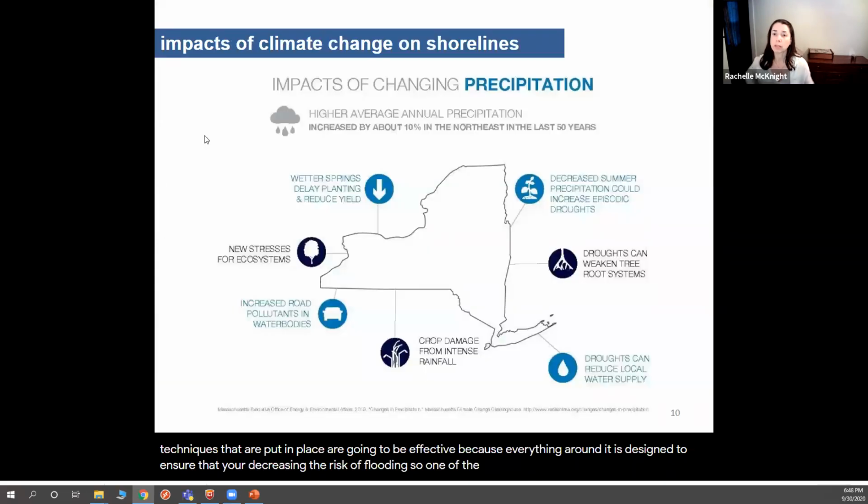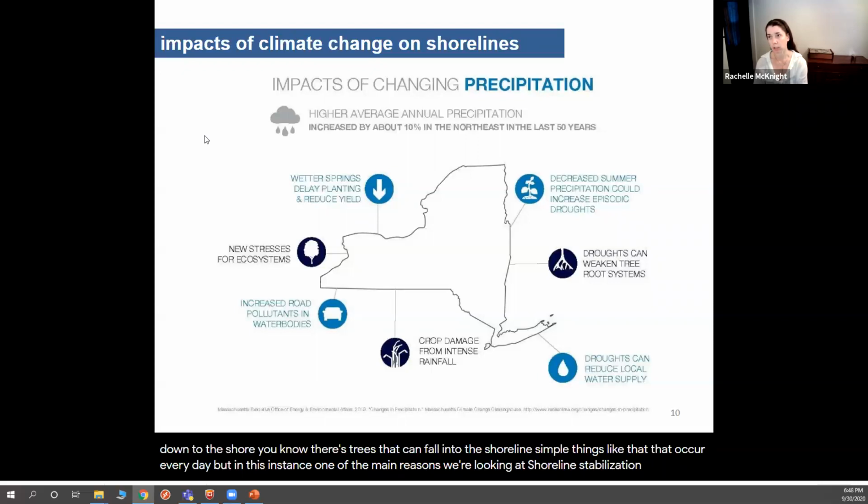So one of the reasons we do shoreline stabilization, sometimes erosion can occur along a shoreline because of simple factors like too many people walking down to the shore. You know, there's trees that can fall into the shoreline, simple things like that that occur every day. But in this instance, one of the main reasons we're looking at shoreline stabilization is because we are facing a pretty unprecedented risk from climate change.